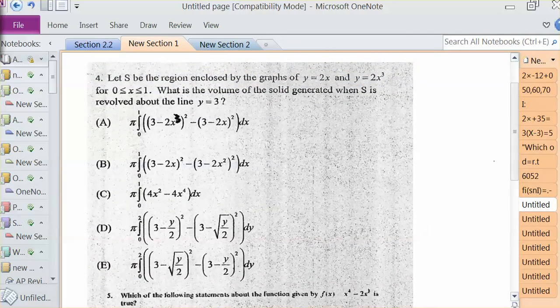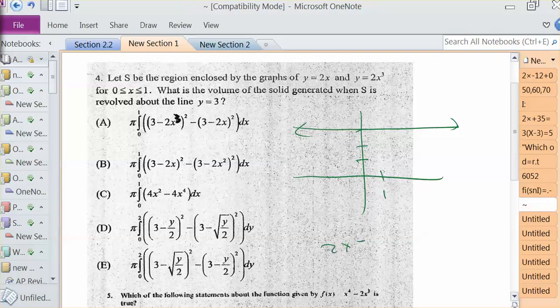4 is definitely a washer problem. The reason why is that, first we have y equals 3. That's what we're revolving around. So that's our axis of rotation. And 2x and x cubed, they're going to intersect, be equal to each other. The 2's will cancel. So 1 equals x squared. So they intersect at 1 and negative 1.